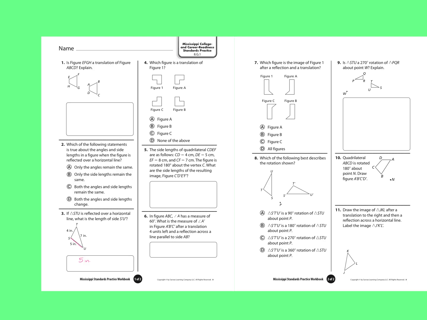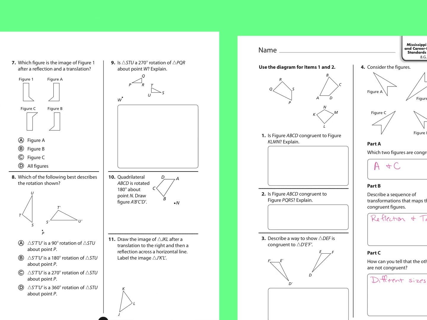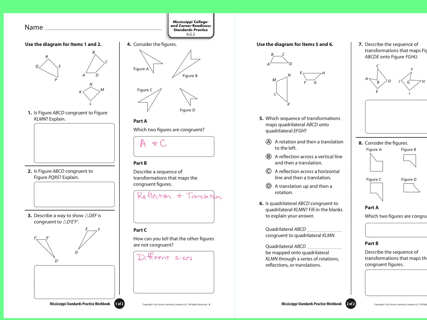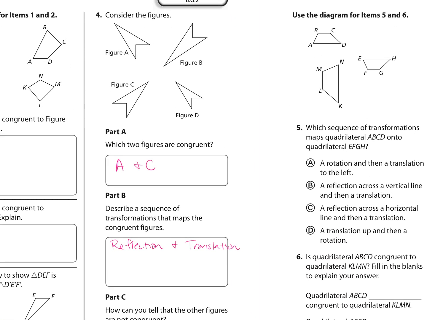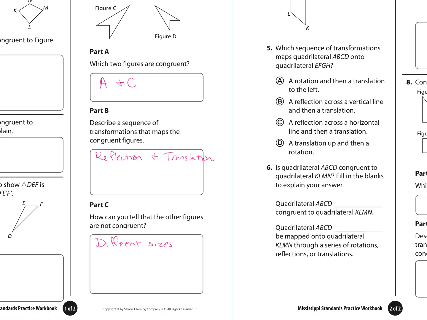Okay, so we're going to cover the geometry standards in two different videos. This one's G1 through 4. So the answer on G1 number 3 is 5 inches. Moving on to G2 number 4, part A and C are congruent. Part B could use a reflection and a translation. There are other combinations that would also work. In part C, you can tell that they're not congruent because they have different sizes.